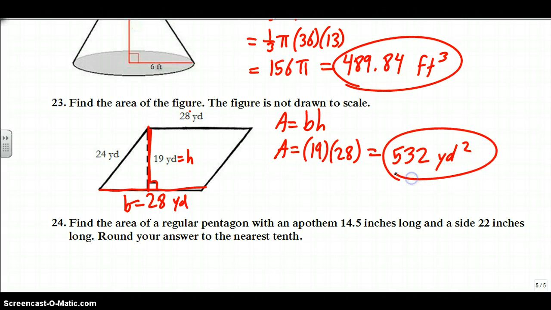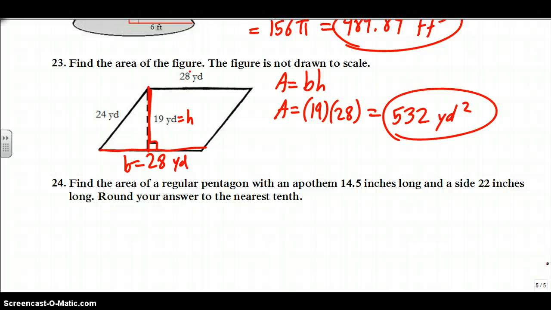I saw some of you trying to find the area of the triangle and then doing the trapezoid. That's too much. Base times height. Okay. Last but not least, area of a regular pentagon. Pentagon meaning 5 sides. Make sure you don't get those mixed up. With an apothem of 14.5 and a side of 22 inches long. Round your answer to the nearest tenth.